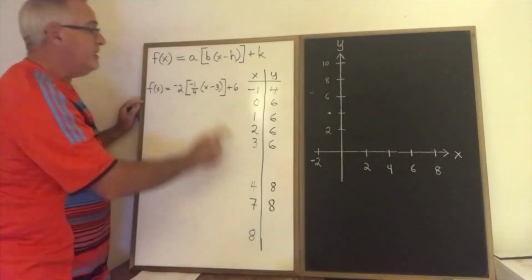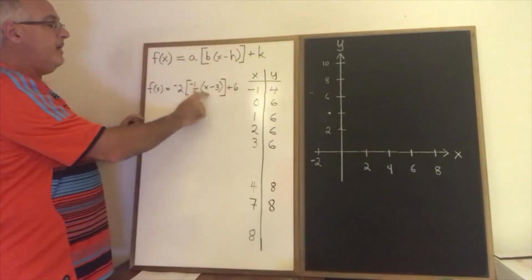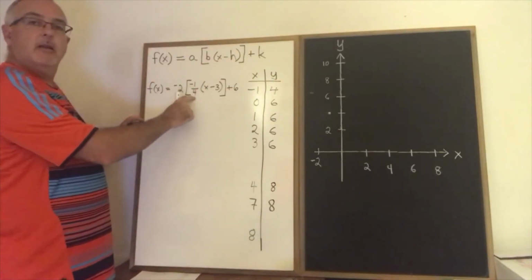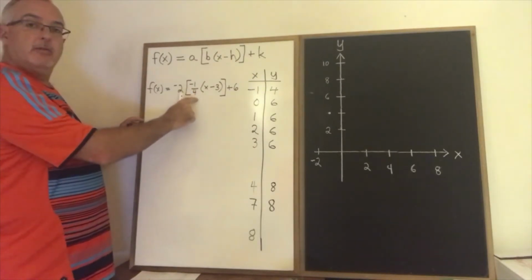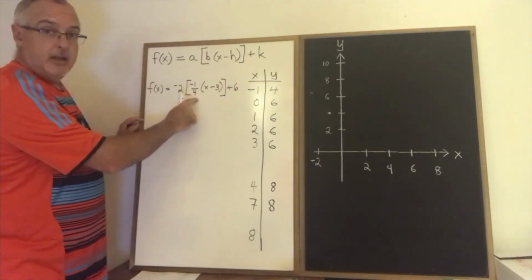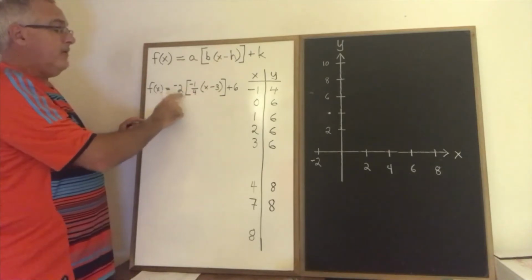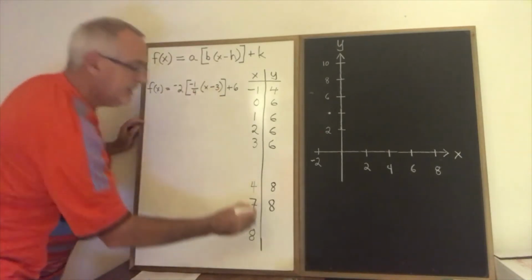If x is 8, 8 minus 3 is 5. 5 times -1/4 is -5/4, or -1.25. The greatest integer less than or equal to negative 1.25 is negative 2. Negative 2 times negative 2 is positive 4, plus 6 is 10.